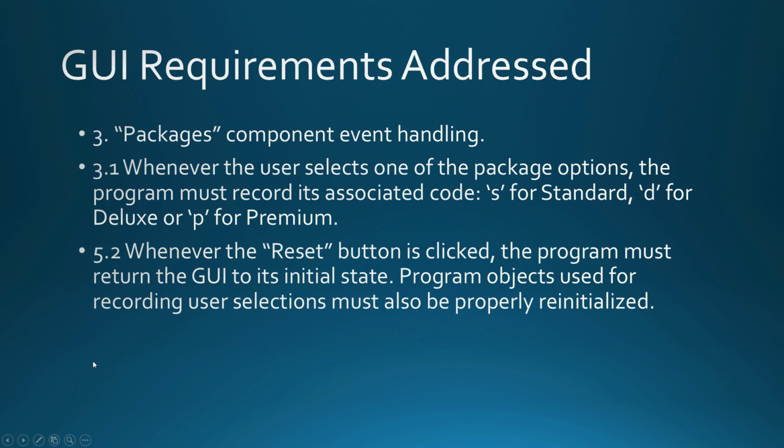The GUI requirements addressed are the following. For the packages component event handling, whenever the user selects one of the package options, as I mentioned, the program is going to record its associated code. So this gives us direction on how we have to implement that data member. It looks like it's going to be a single character: S for standard, D for deluxe, P for premium.